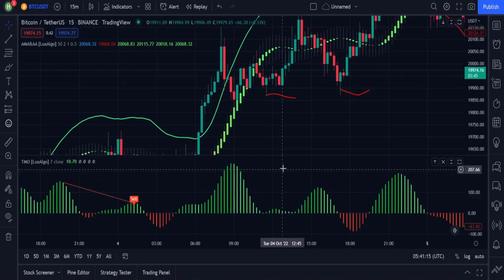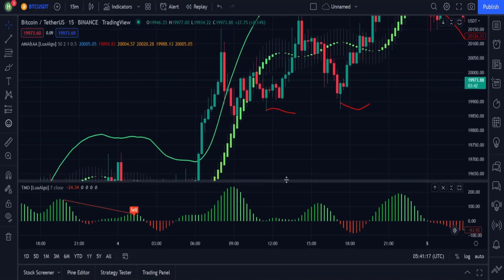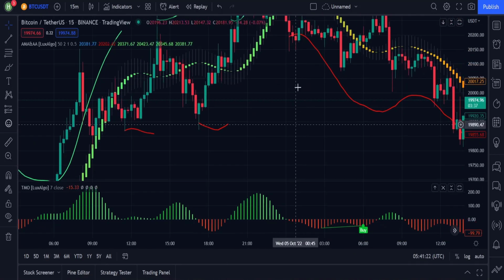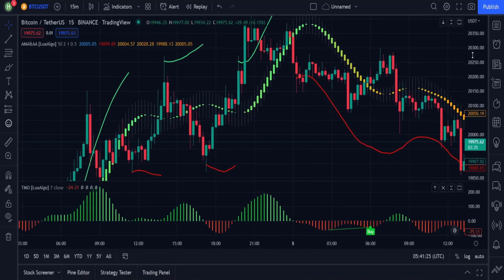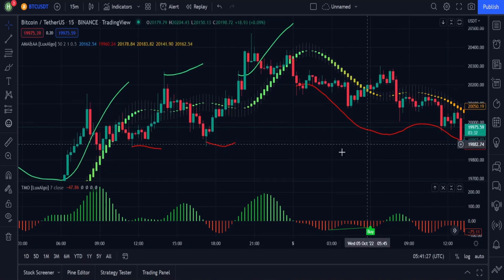This indicator can also be used without divergences. Basically, when the indicator turns from green to red, this is a signal to go short, and vice versa for buy positions. However, I don't think this is the best way of using it because the indicator is lagging.